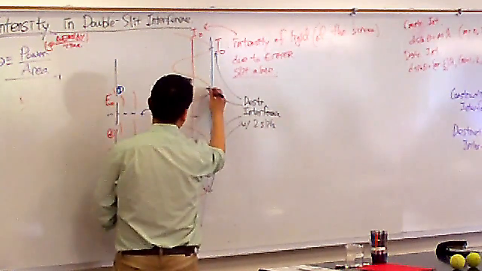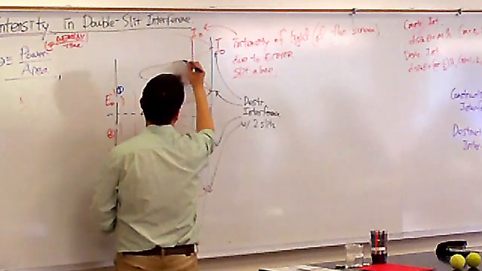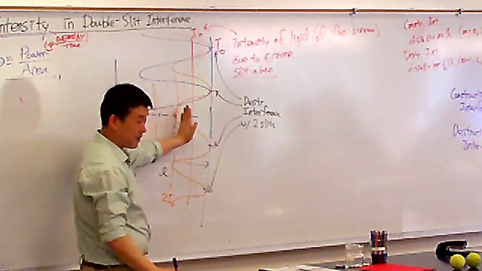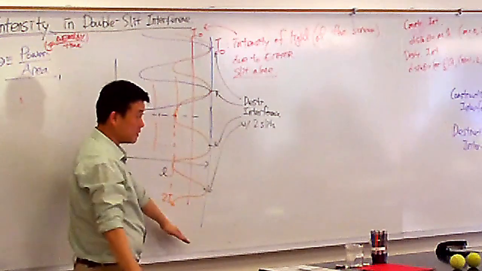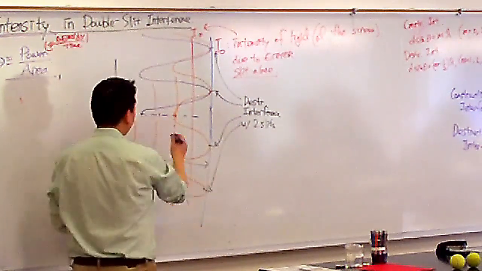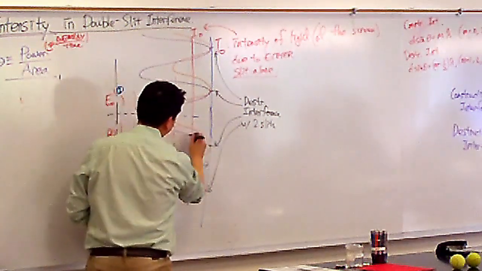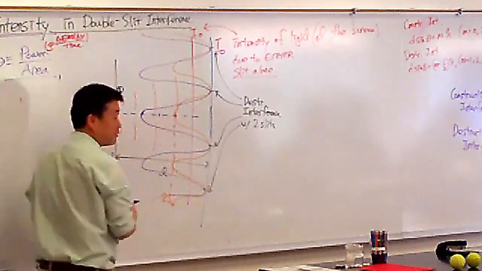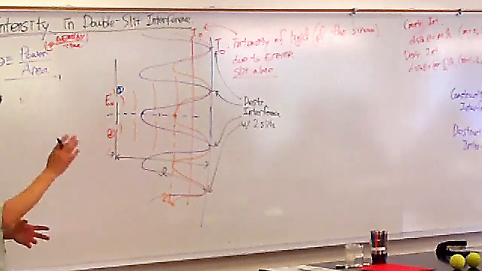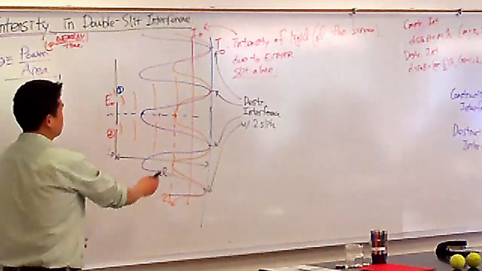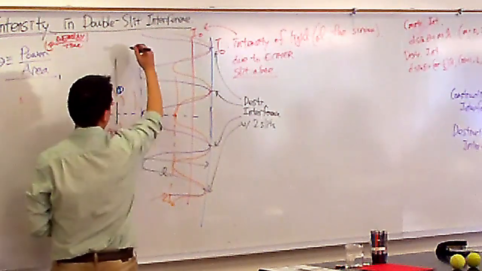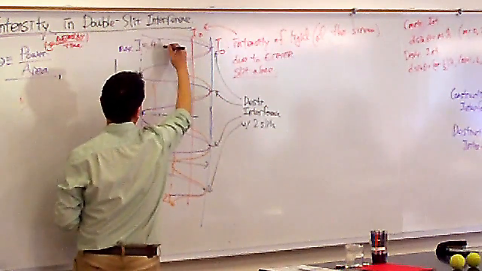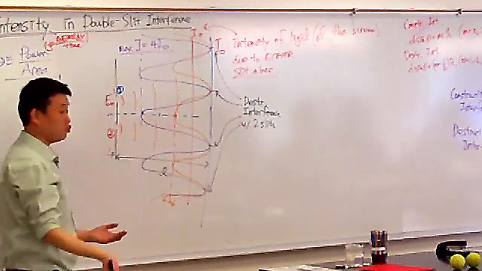But when you have this, now this is a pattern that will average down to 2 I naught when you average it over space. And that would be double the total power going through one slit. And that agrees with our intuition about energy conservation and all that. Let me give you the second way of seeing why this maximum intensity should be 4 I naught instead of 2 I naught.